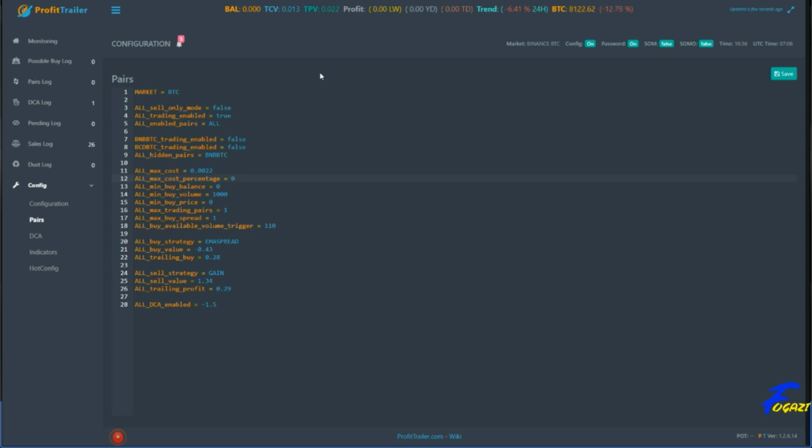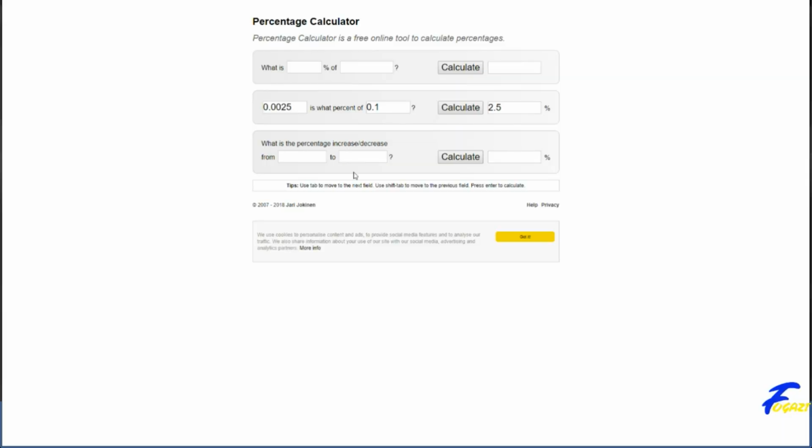Enough numbers there. Now, the beauty with this is as your total current value goes up, as you make profits over the coming days, that percentage is also going to go up. So let's say we've just got it set at 2.5%, and after a couple of months, we're at 0.2.